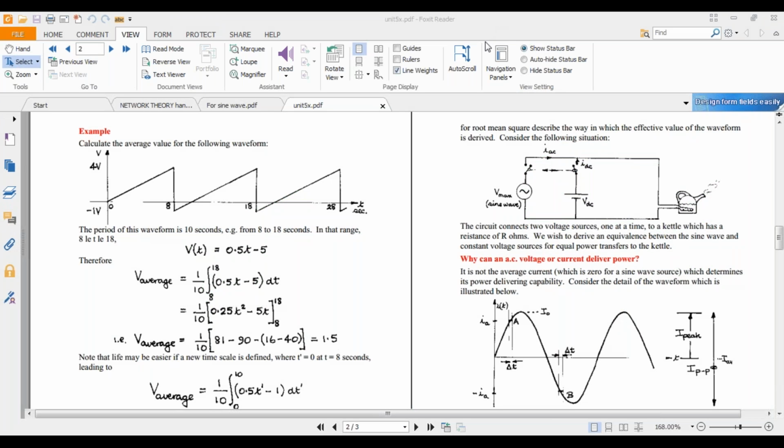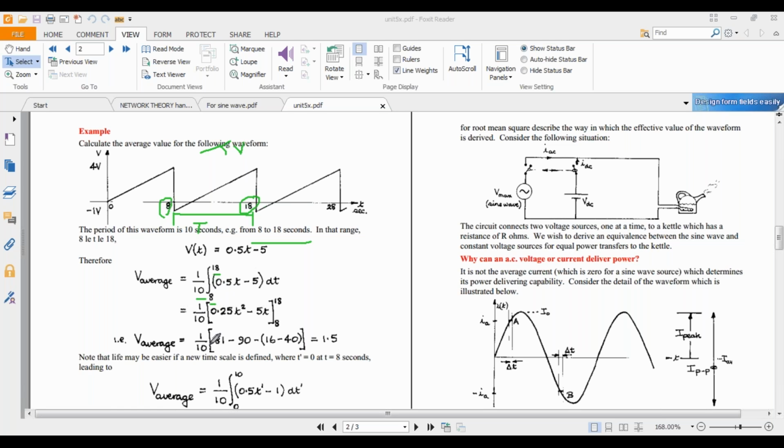So for example, if I take a triangular waveform, its period is going to be starting from 8 seconds to 18 seconds. This is the time period of this waveform. So the limits of integration are 8 and 18, and 18 minus 8 is equal to 10.